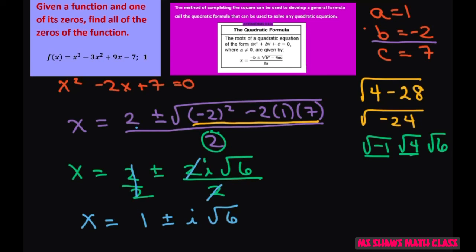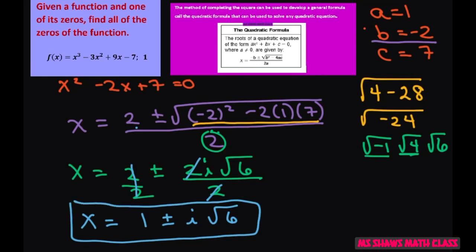So these are your other two solutions. We have 1 plus i square root of 6 and 1 minus i square root of 6. And the other solution is x equals 1, the one they gave us.